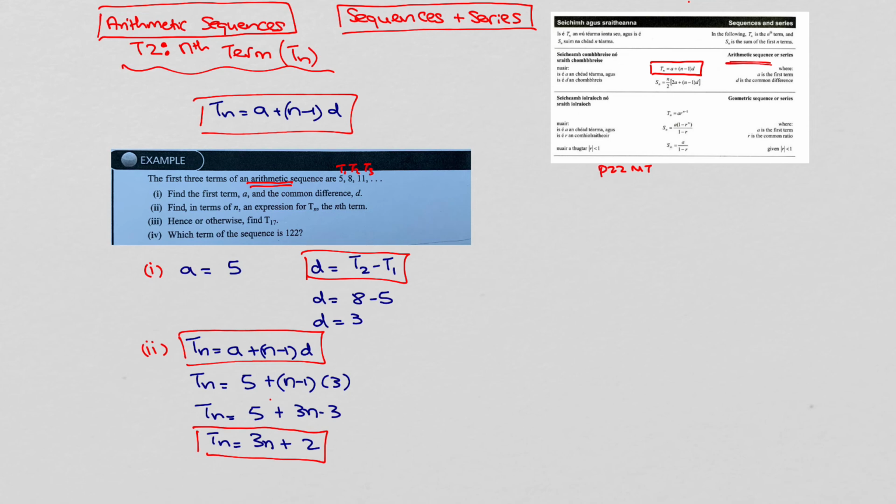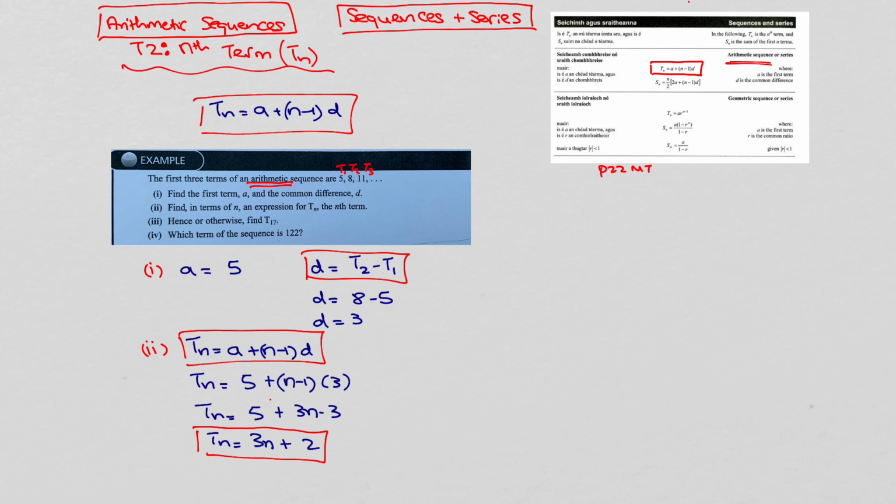I can find whatever term I want in the sequence by simply replacing n with whatever position I'm looking for. Now you could of course just keep on adding 3 and adding 3 and adding 3, but obviously if we were looking for the 100th term or the 200th term, it would be quite tedious to keep adding on 3 to get there. So that's why this general term is going to come in very, very handy.